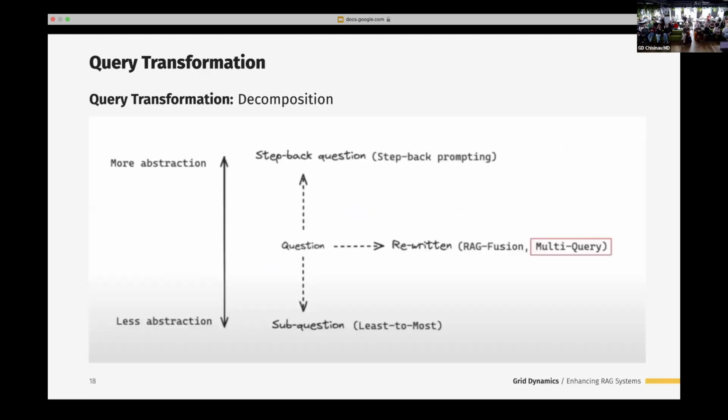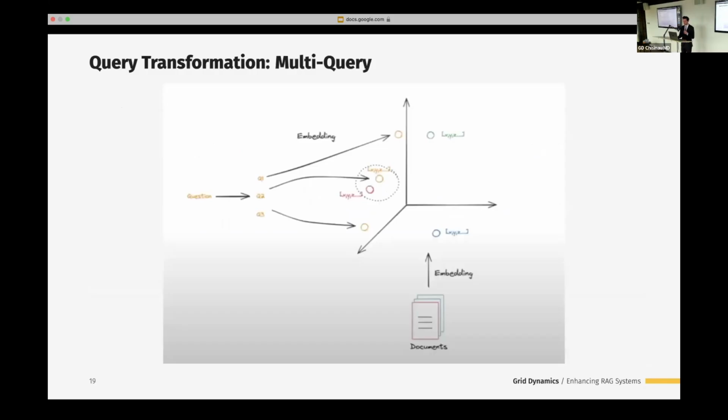So what can we do? We have different methods. We have more abstract methods that go more about the domain of a question, and less abstract ones that go more narrow. And we have some that rewrite questions, trying to improve the question from the user. So let's go through some of these methods. First of all, let's speak about multi-query. What is multi-query? We have a query from the user, and we transform this query into 5 different questions.